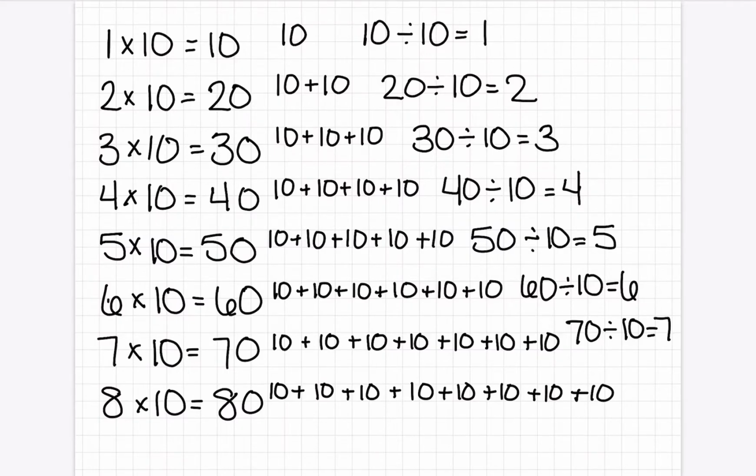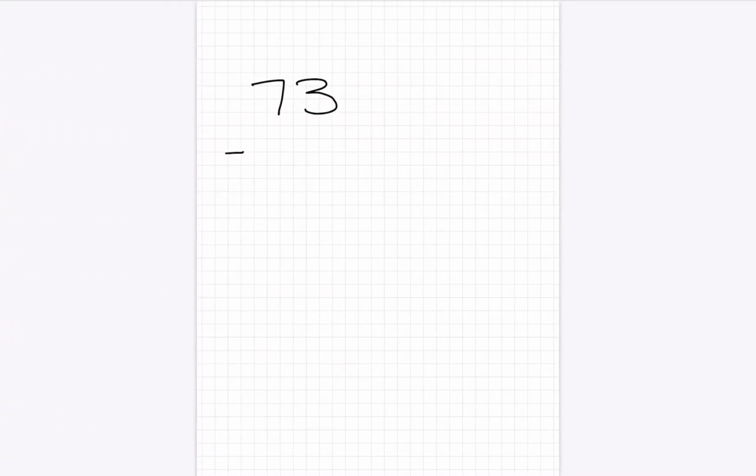And 80 divided by 10 equals 8. We have 8 groups of 10. 1, 2, 3, 4, 5, 6, 7, 8. All right. Now, let's go to a clear page. Oops, that's not a clear page. What's this doing here? Go away.